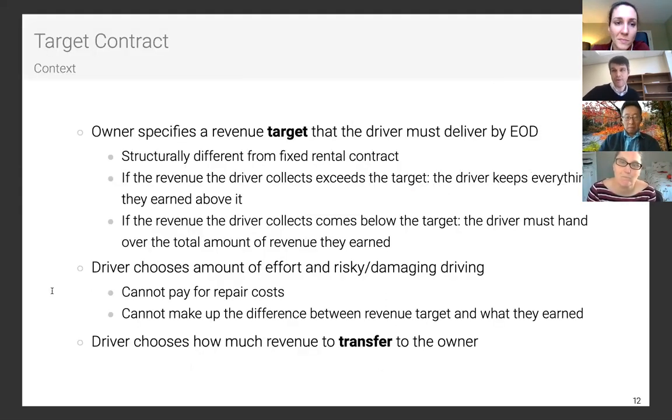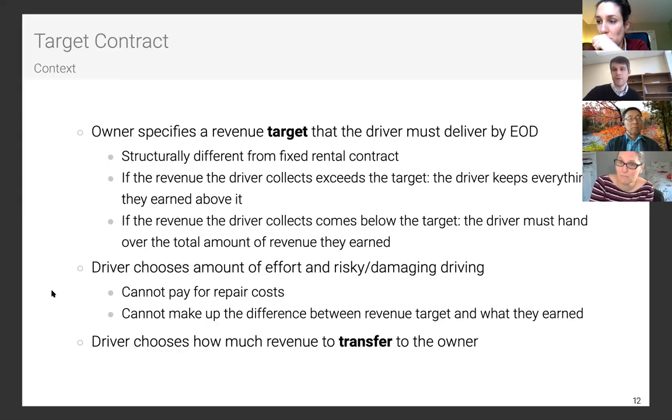Okay, so now I'm going to describe the game, that is the contract between the driver and the owner, a bit informally, just to introduce the key terms and the steps of the game before I go through it a little bit more formally and we try to derive predictions. So how does this relationship work? At the beginning of the day, the owner goes to the driver and they specify a revenue target that the driver is supposed to return to them by the end of that day. This is not exactly a fixed rental contract, which I'll try to highlight moving forward.